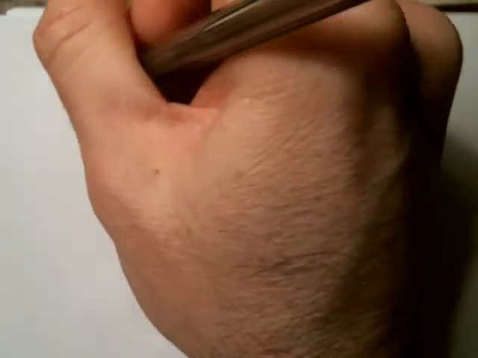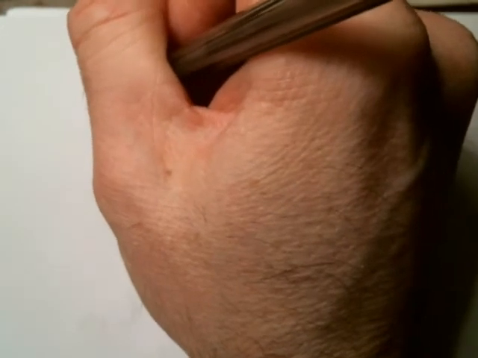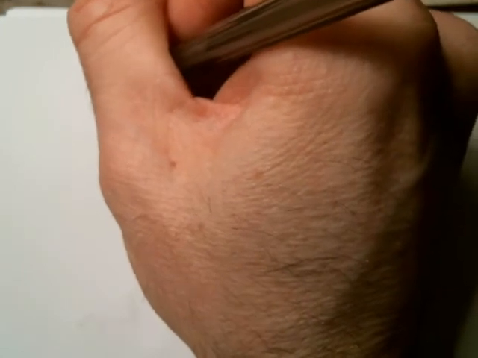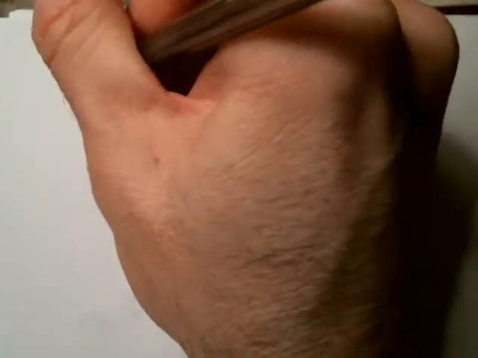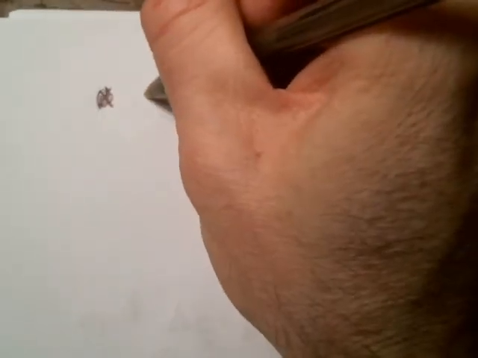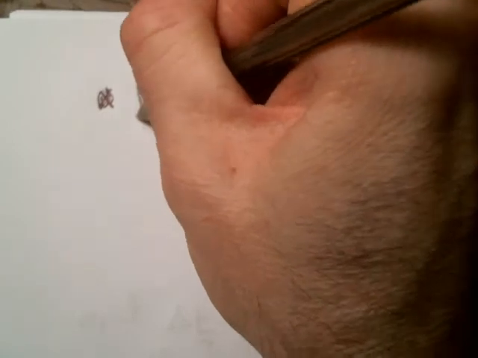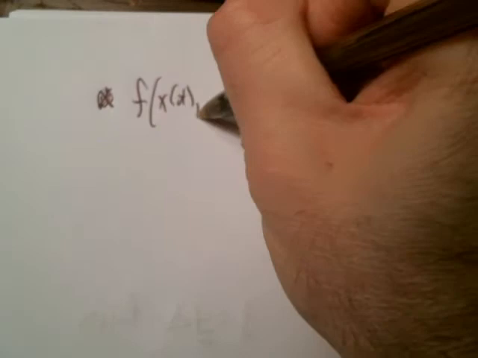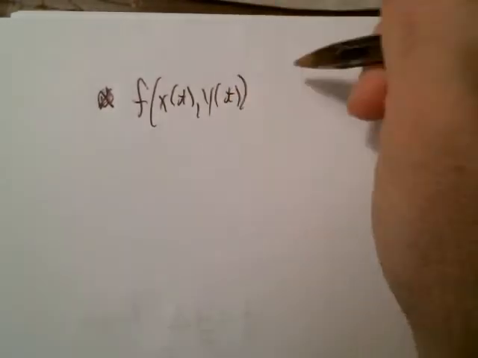All right. So basically, eventually we're going to have this function of x and y, but x and y are dependent on t. x is some function of t. So how do we do this? Let's just say f of x of t, comma, y of t is our function.